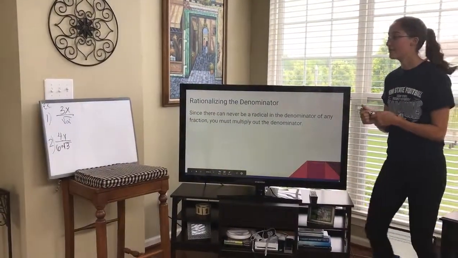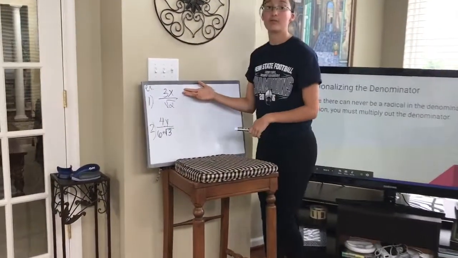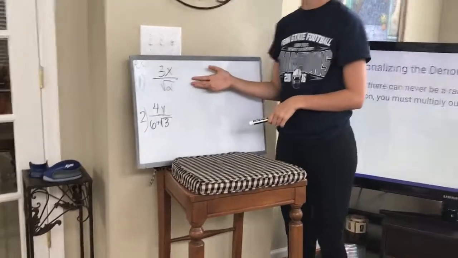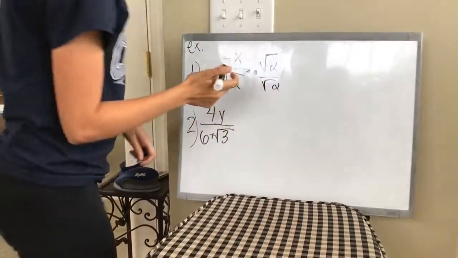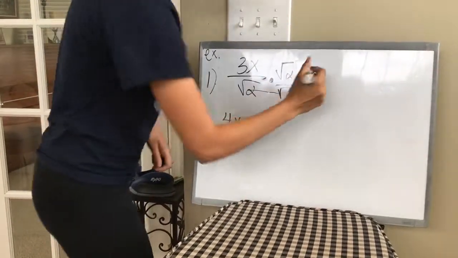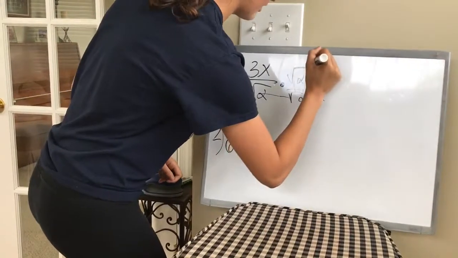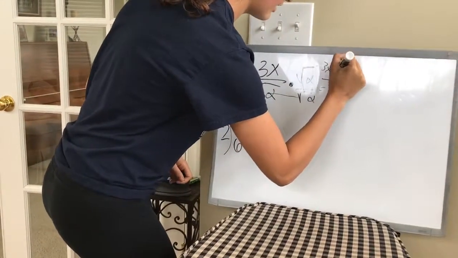Now this next step may be a little bit hard to remember: rationalizing the denominator. If we have an instance of a fraction with a radical in the denominator, we have to multiply it out. So this is what we're going to do. We're going to multiply by radical 2 over radical 2. Then these denominators will cancel out, leaving us with just 2, and then we just further multiply these two.